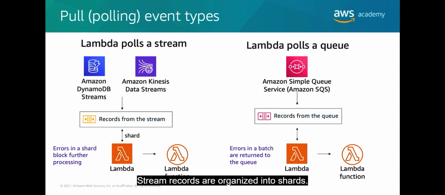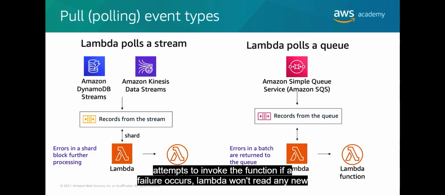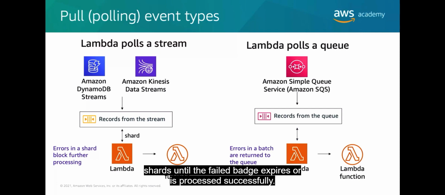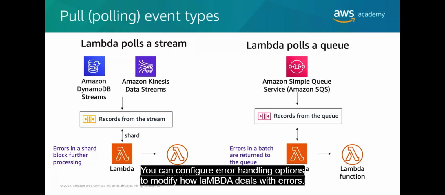Stream records are organized into shards. Lambda pulls the stream for records and attempts to invoke the function. If a failure occurs, Lambda won't read any new shards until the failed batch expires or is processed successfully. You can configure error handling options to modify how Lambda deals with errors.